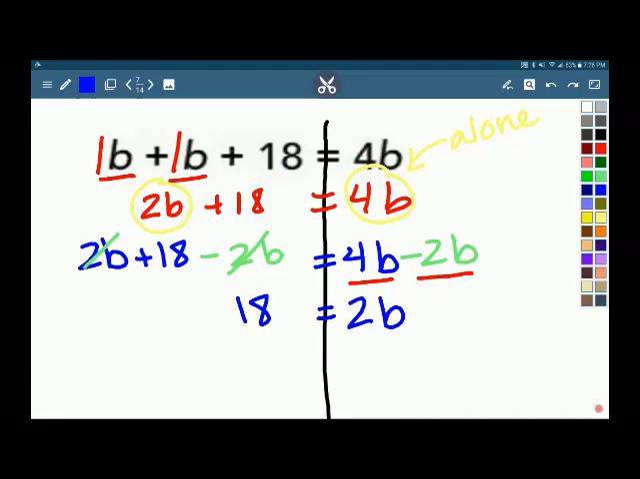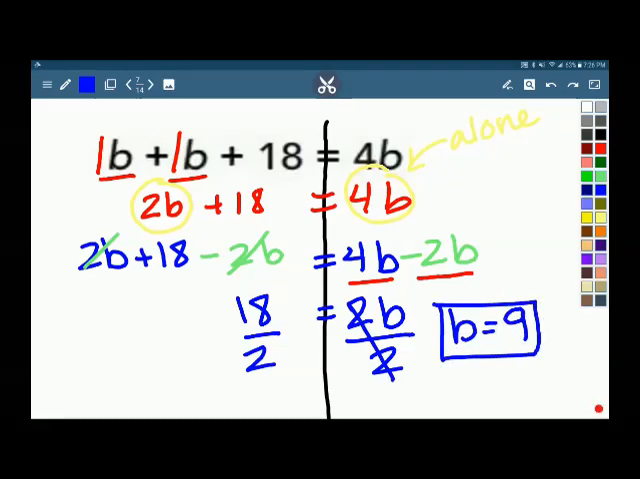Now we have a one-step equation. In order to get b alone, you got to get rid of that 2. 2 is multiplying b, so divide it off. 18 divided by 2 is 9. So b is equal to 9.